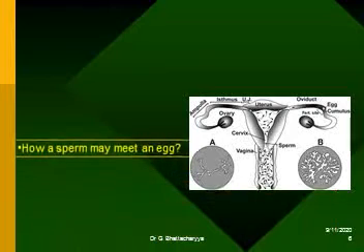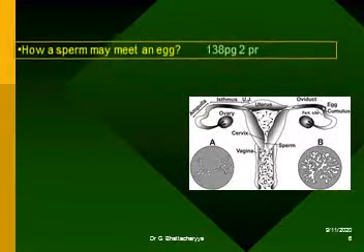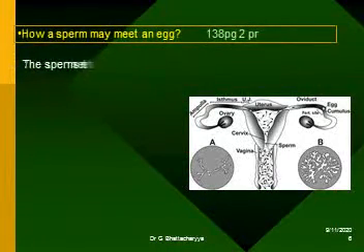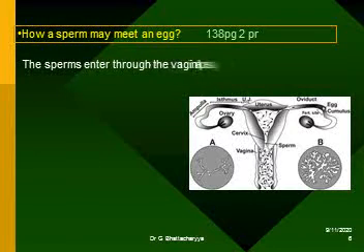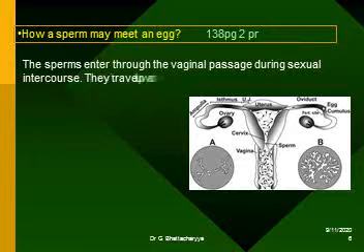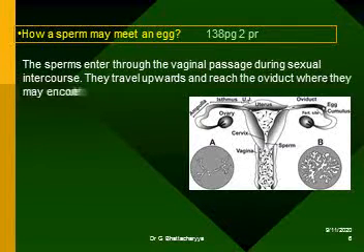How may a sperm meet an egg? The sperms enter through the vaginal passage during sexual intercourse. They travel upwards and reach the oviduct, where they may encounter the egg. You can see the diagram here. The sperms are shown inside, and then it moves up to the oviduct where the egg is present.